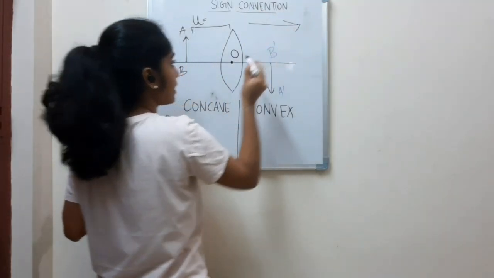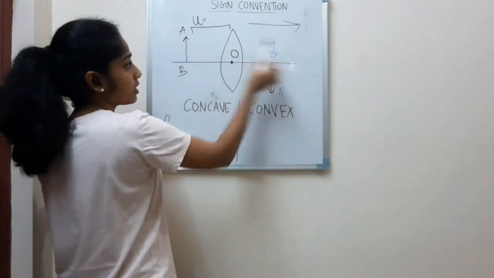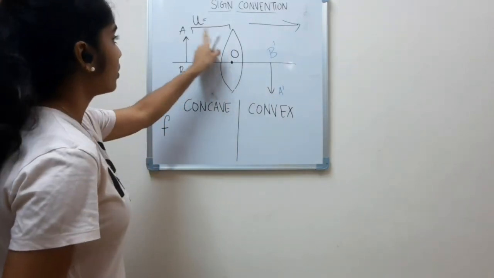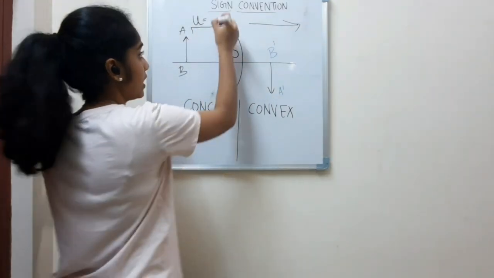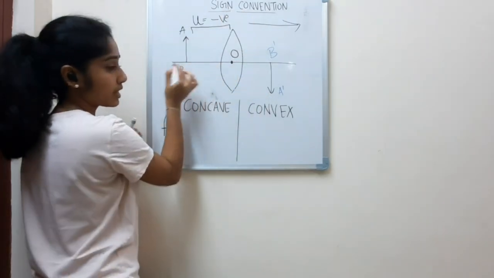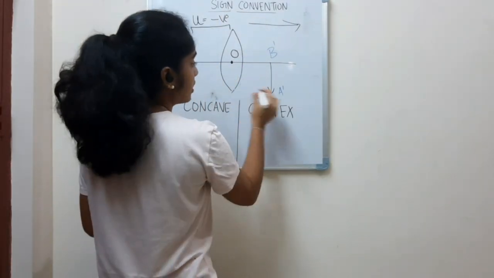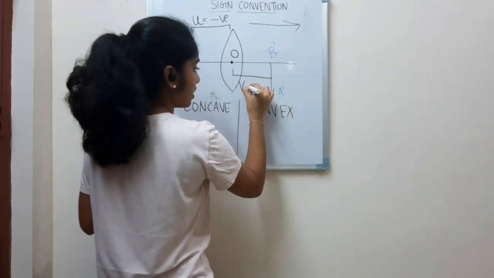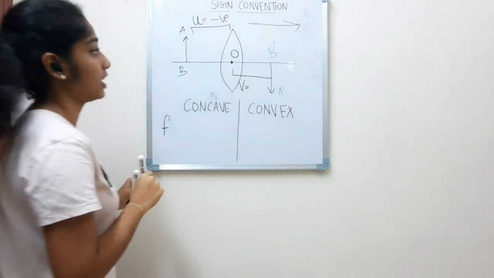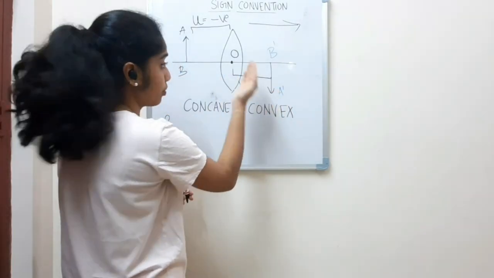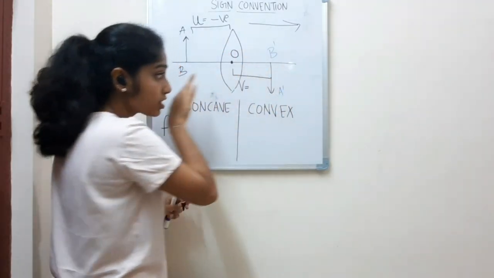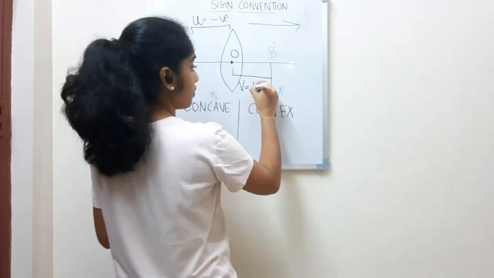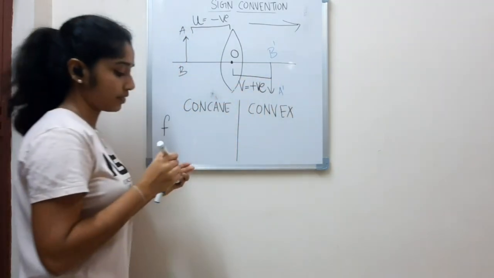Again, this is the direction of light, right? Because from the object, the light will be emerging. So your U, the object distance, will be negative because from O you're moving towards the left. And this is your image. And your image distance V will be positive because it's on the other side of the lens. You're moving from O to the image towards the right, in the direction of light, correct? So your V will be positive, right?